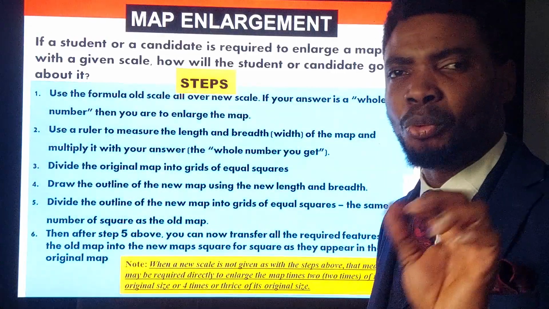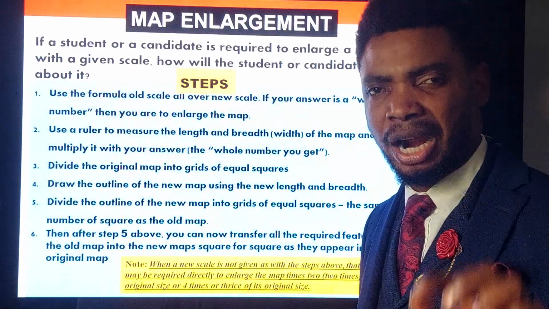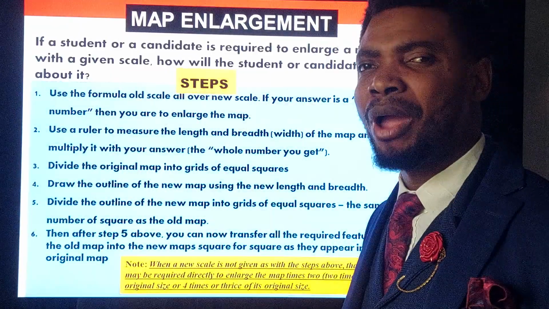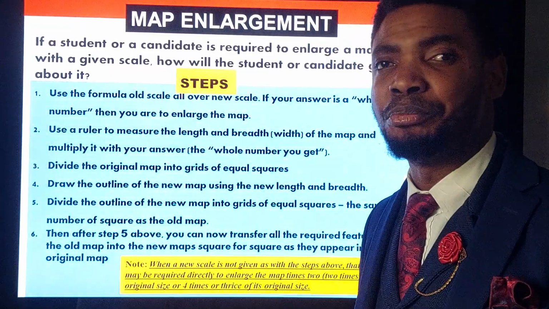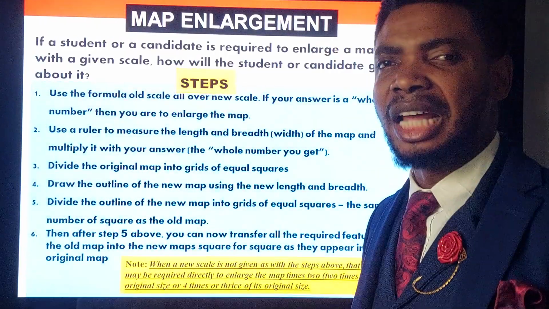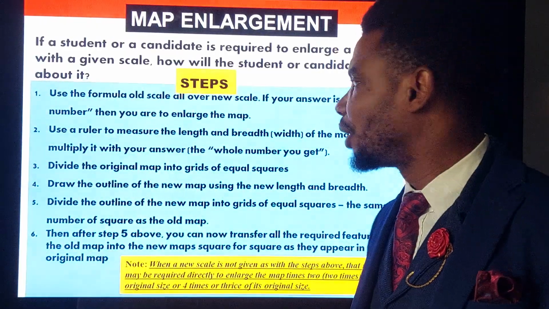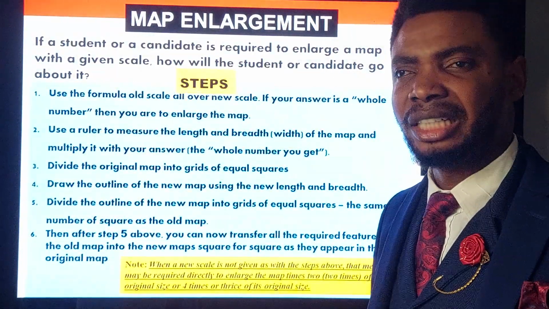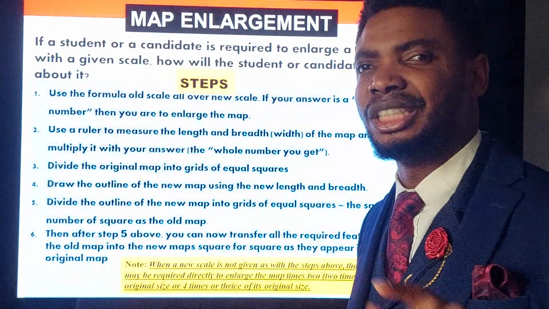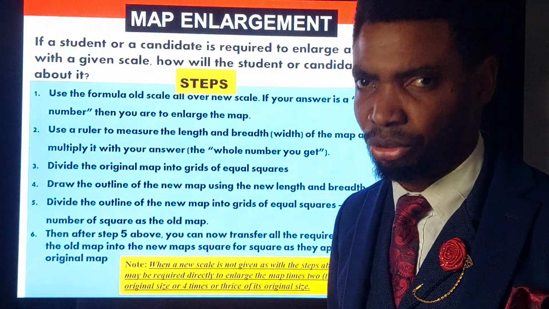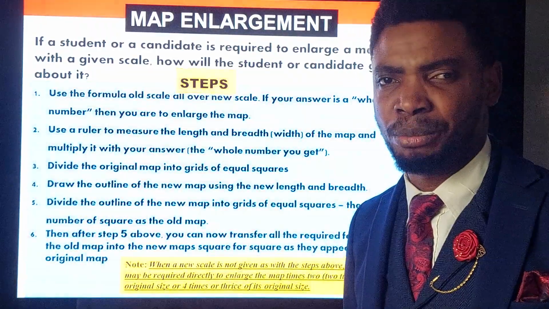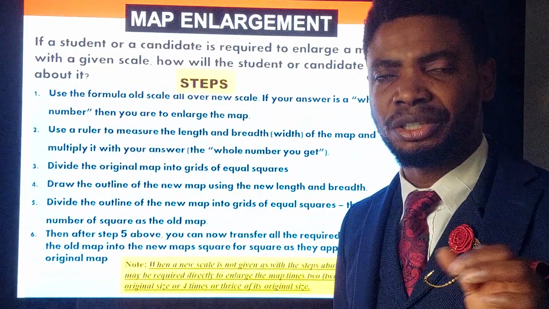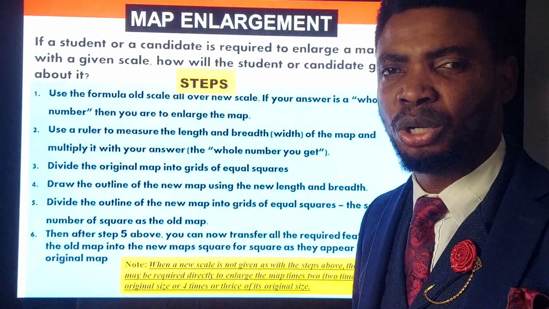So basically, when you look at the map, if the scale you are given is lower than the scale already originally in the map, it means you have to enlarge. Let me explain this concept, because many students, many candidates, get to the exam hall and they are unable to decipher what the examiner actually wants them to do.